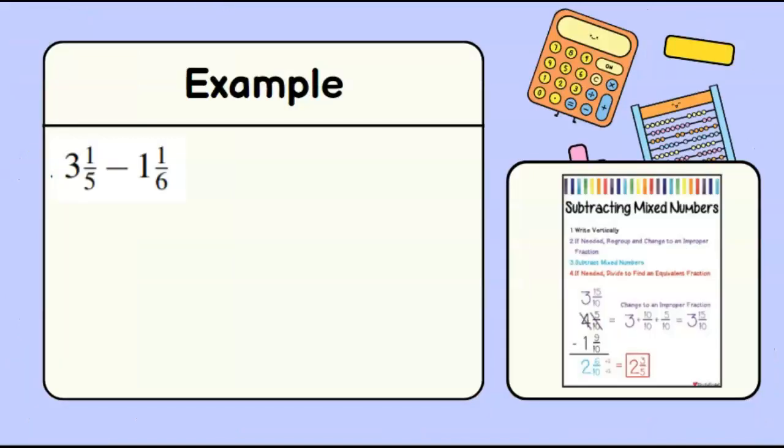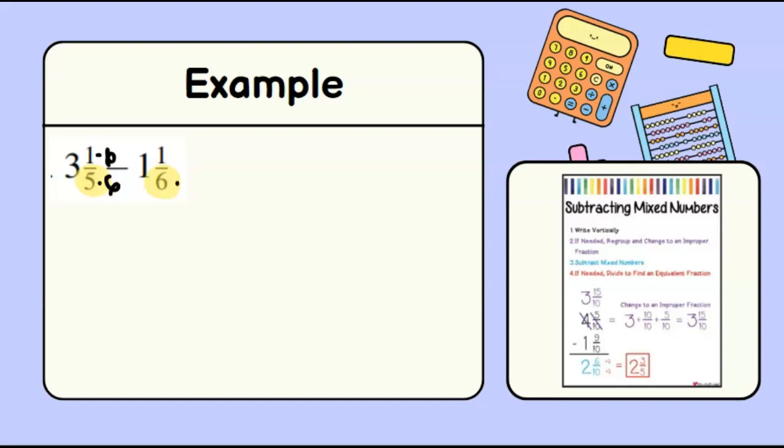So let's take a look. I have 3 1/5 minus 1 1/6. So the first thing that I want to do is find my common denominator between my two fractions. 5 and 6, I know they have the number 30 in common. To get that, I'm going to multiply 5 times 6. Whatever I do to the bottom, I have to do to the top.